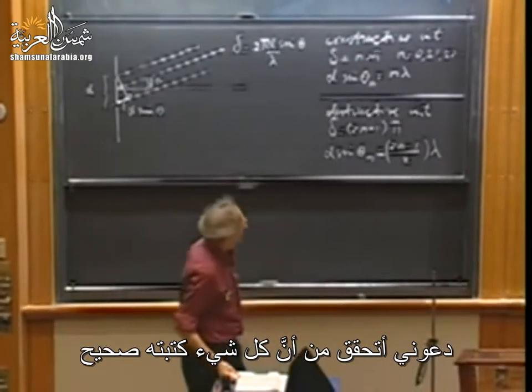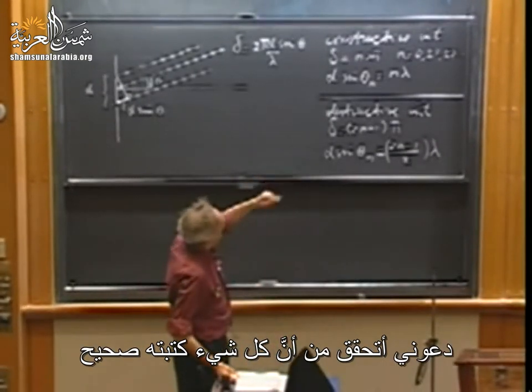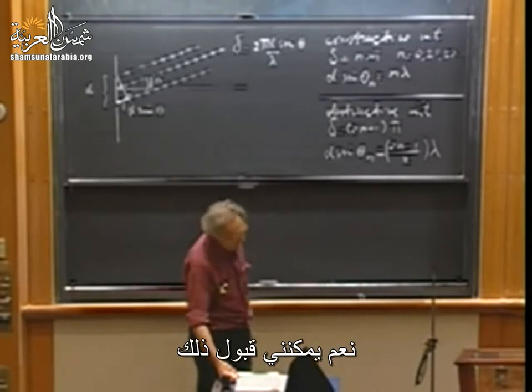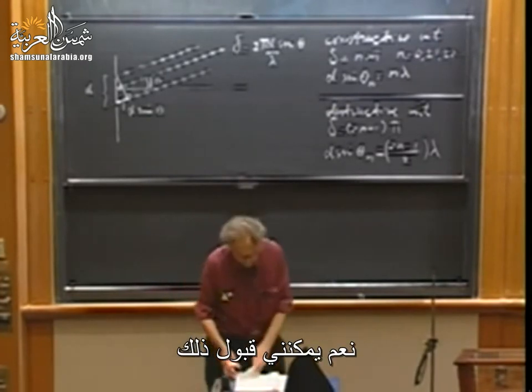Let me check that we have that right. D sine theta, the n makes connection with the n, equals n lambda. Delta is a multiple of 2 pi. Destructive interference, we get 2n minus 1 times pi. Yes, I can live with that.